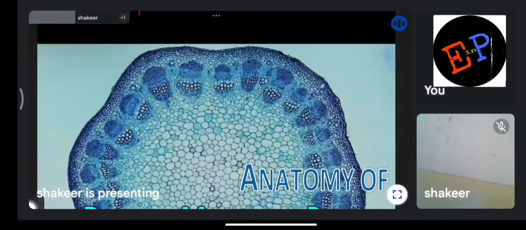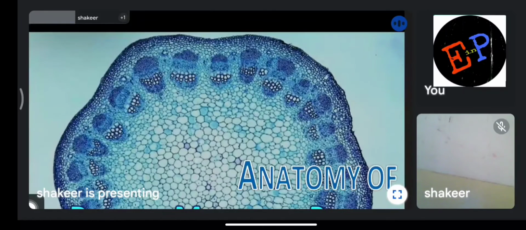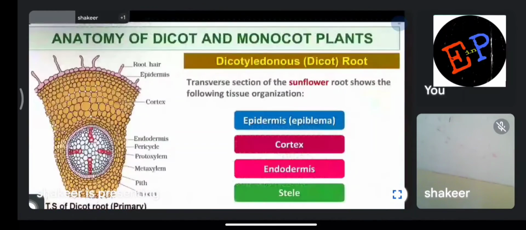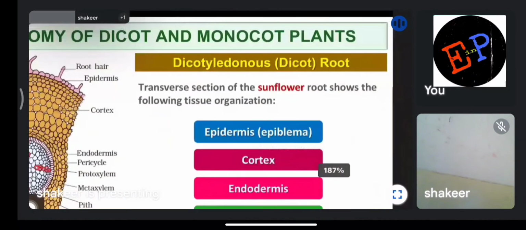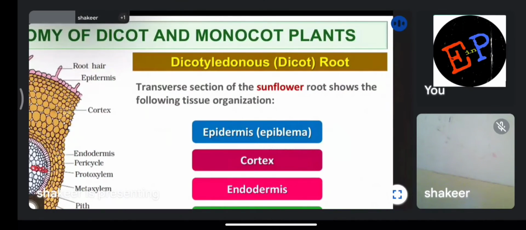So then we are studying about the anatomy of dicot as well as monocot plants. First of all we are discussing the structure of the anatomy of dicotyledonous root. The transverse section of sunflower root shows the following tissue organization. If you cut the root of this sunflower plant, then you can find this type of structures which are present. What are the structures?